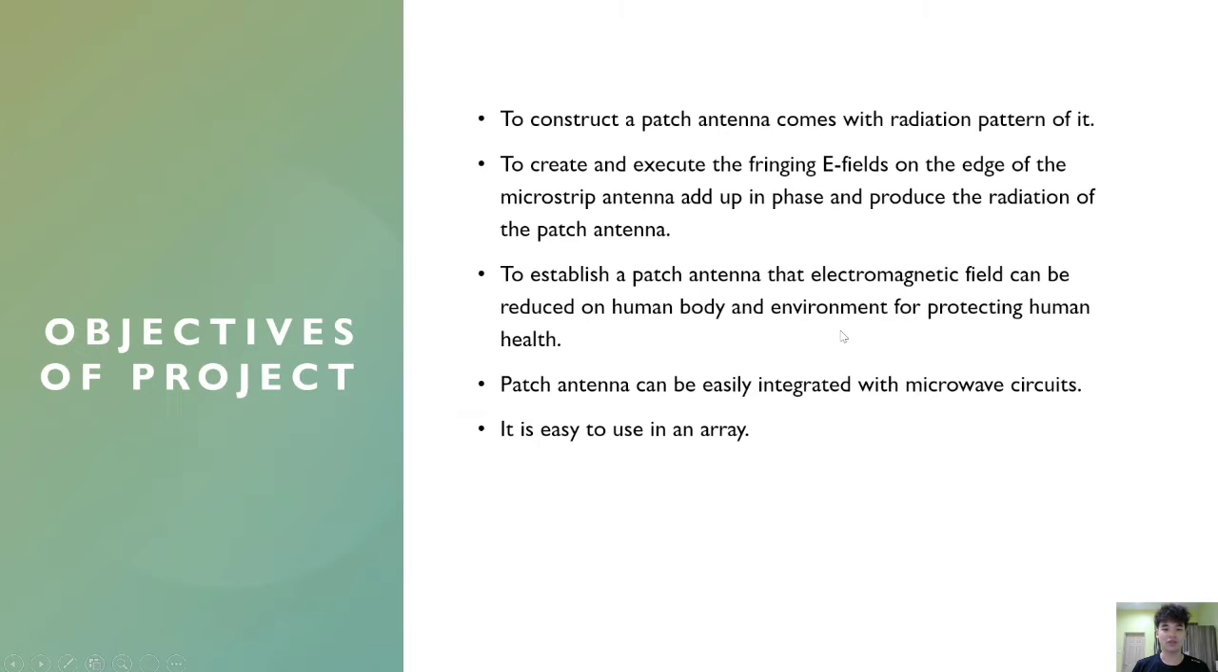I'll go through the next. Next one is objective of project. In our project, the objective we can conclude is to construct a patch antenna with its radiation pattern. The second one is to create and execute the fringing E fields on the edge of the microstrip antenna, add up in phase and produce the radiation of the patch antenna. The third one is to establish a patch antenna whose electromagnetic field can be reduced on the human body and environment for protecting human health.